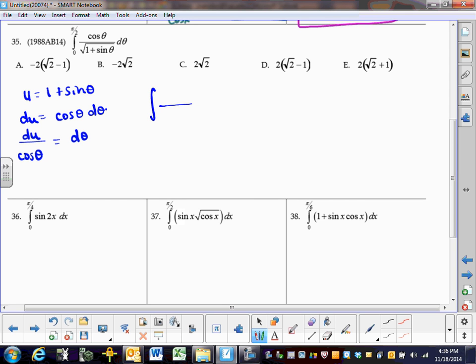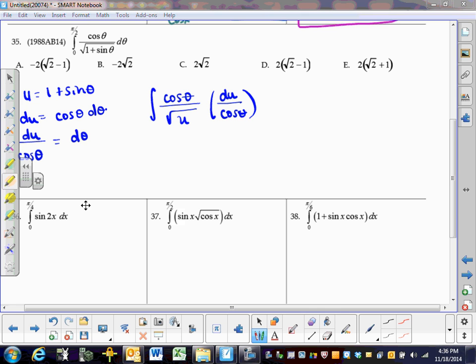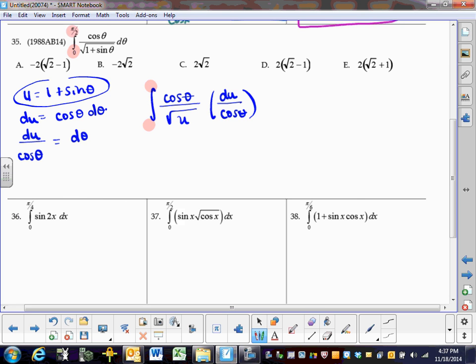So substituting out, remember we're only allowed to substitute the u. We're allowed to substitute the derivative. Everything else has to stay and naturally cancel on its own, except we have to change our limits. So if u is 1 plus sine theta, if I substitute pi over 2 in for theta, I get 1 plus 1, which is 2. If I substitute 0 into 1 plus sine theta, I get 1 plus 0, which is 1. The cosines happen to cancel, but remember that the square root is on the bottom.